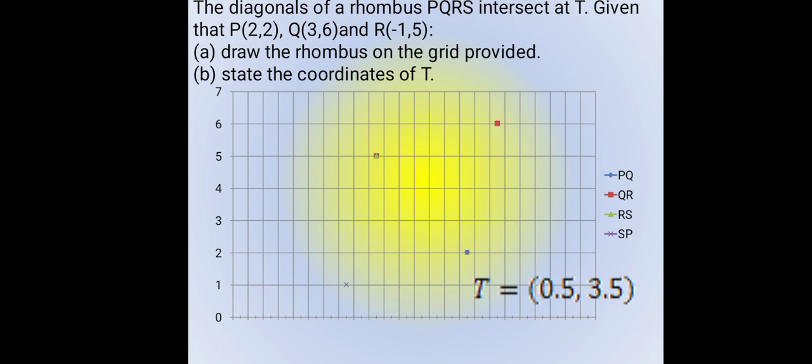The diagonals of a rhombus intersect at T. Given that P is (2, 2), Q is (3, 6), and R is (-1, 5), draw the rhombus on the grid provided. State the coordinates of T. Now you can see I've drawn that rhombus and shown where the diagonals intersect. Just following my scale, you can see that where the diagonals intersect, it's a point where x is 0.5 and y is 3.5.